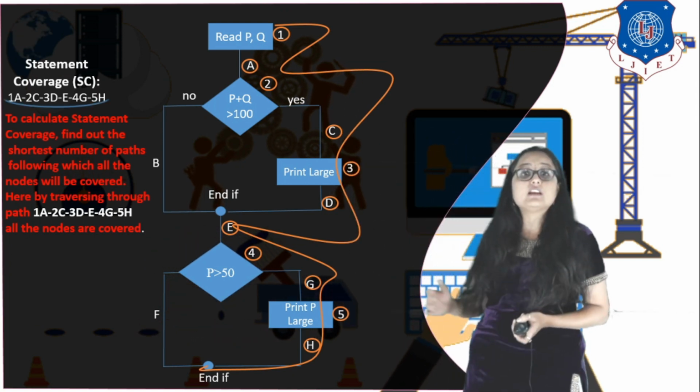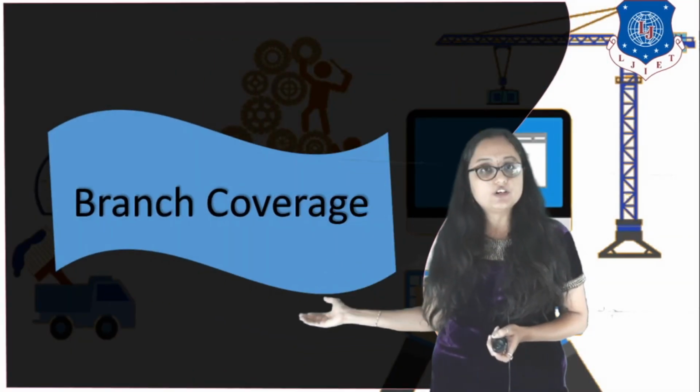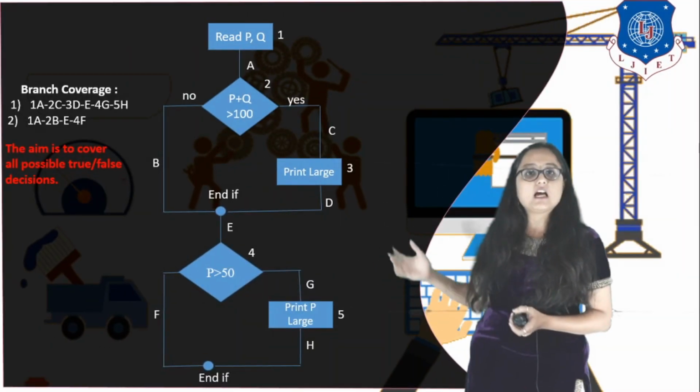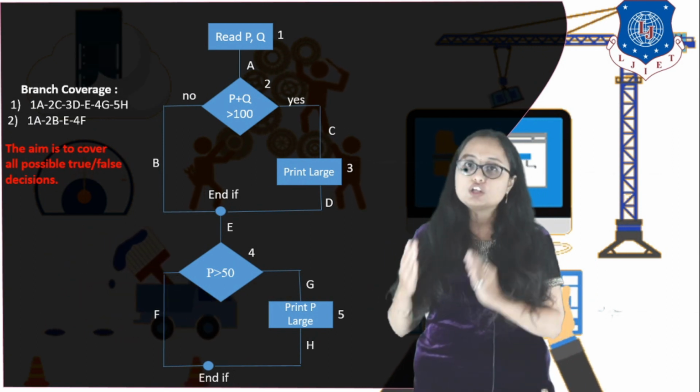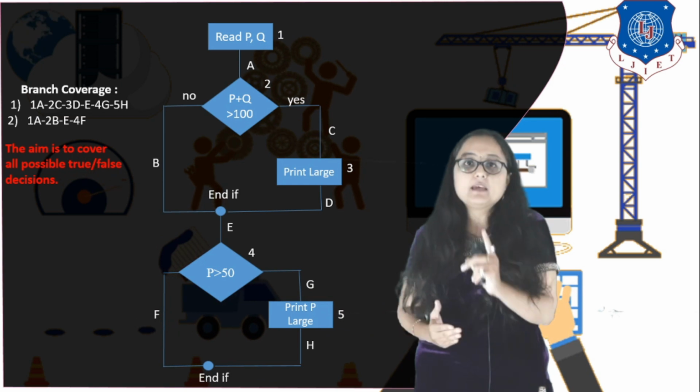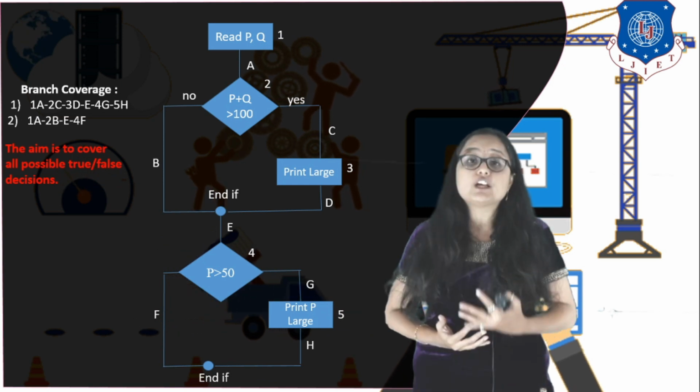The next coverage is branch coverage, and in branch coverage the main aim is basically to follow all the nodes a minimum of once. That is the main thing that we have to follow in branch coverage also.